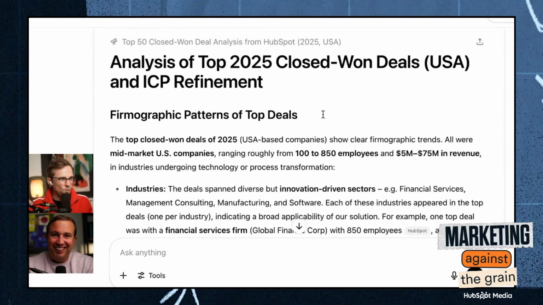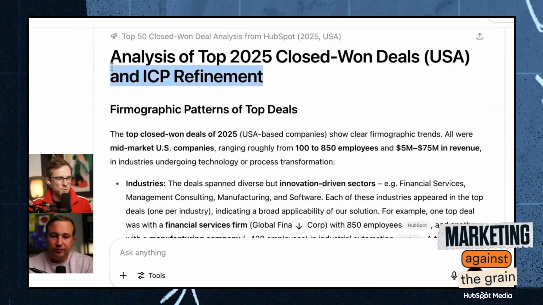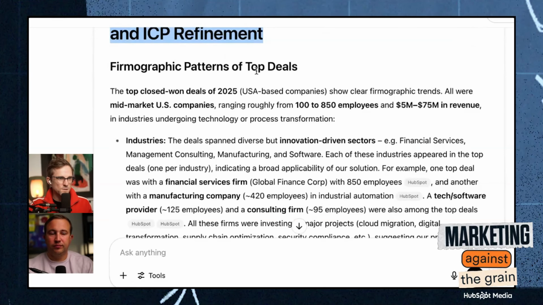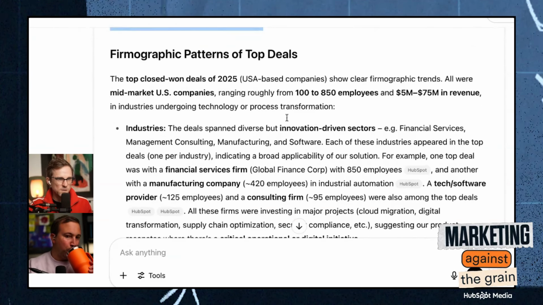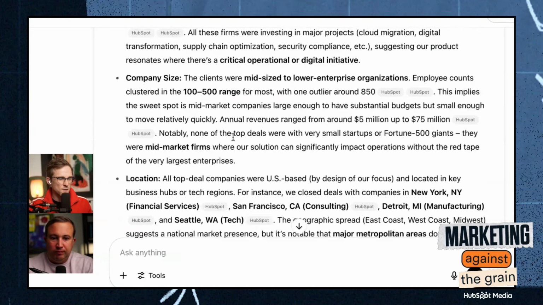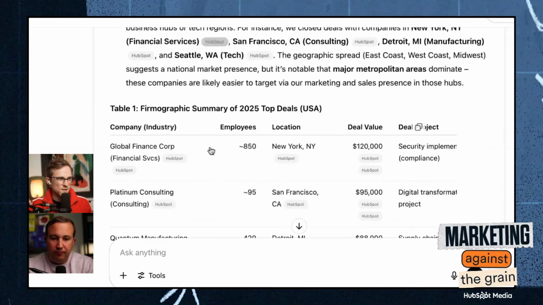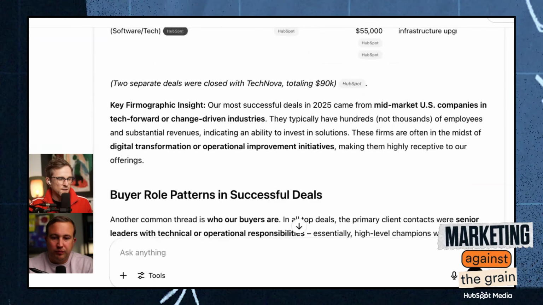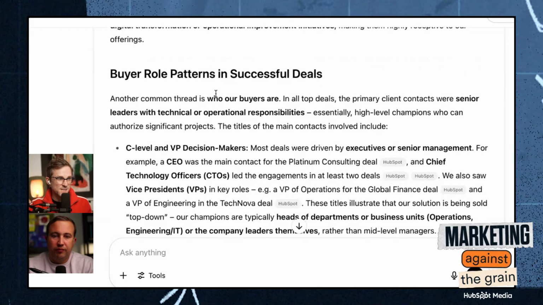And it does this. That's a great prompt, by the way. Yeah, it does this whole thing. Like it analyzes. So I asked it for 2025. It analyzed the firmographic patterns of top deals. So it tells me a lot about who the top deals are, mid-market, tells me about their employees, about their revenue, gives me all of these industry, company size, locations, breaks it down here with a summary of some of these deals. Buyer role patterns in successful deals.